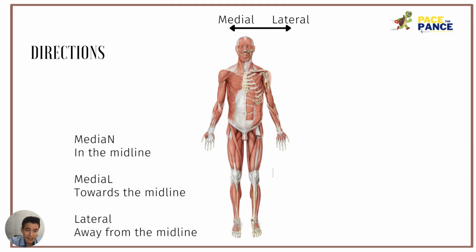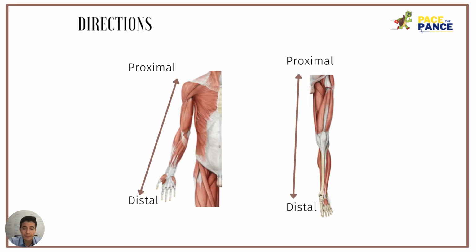So median is towards the midline, medial is as you're heading towards the midline, and then lateral is when you're moving away from the midline. So the median is right down the middle, and then medial is when you're heading towards the midline. Again, you have proximal and distal for both the upper and the lower limb.